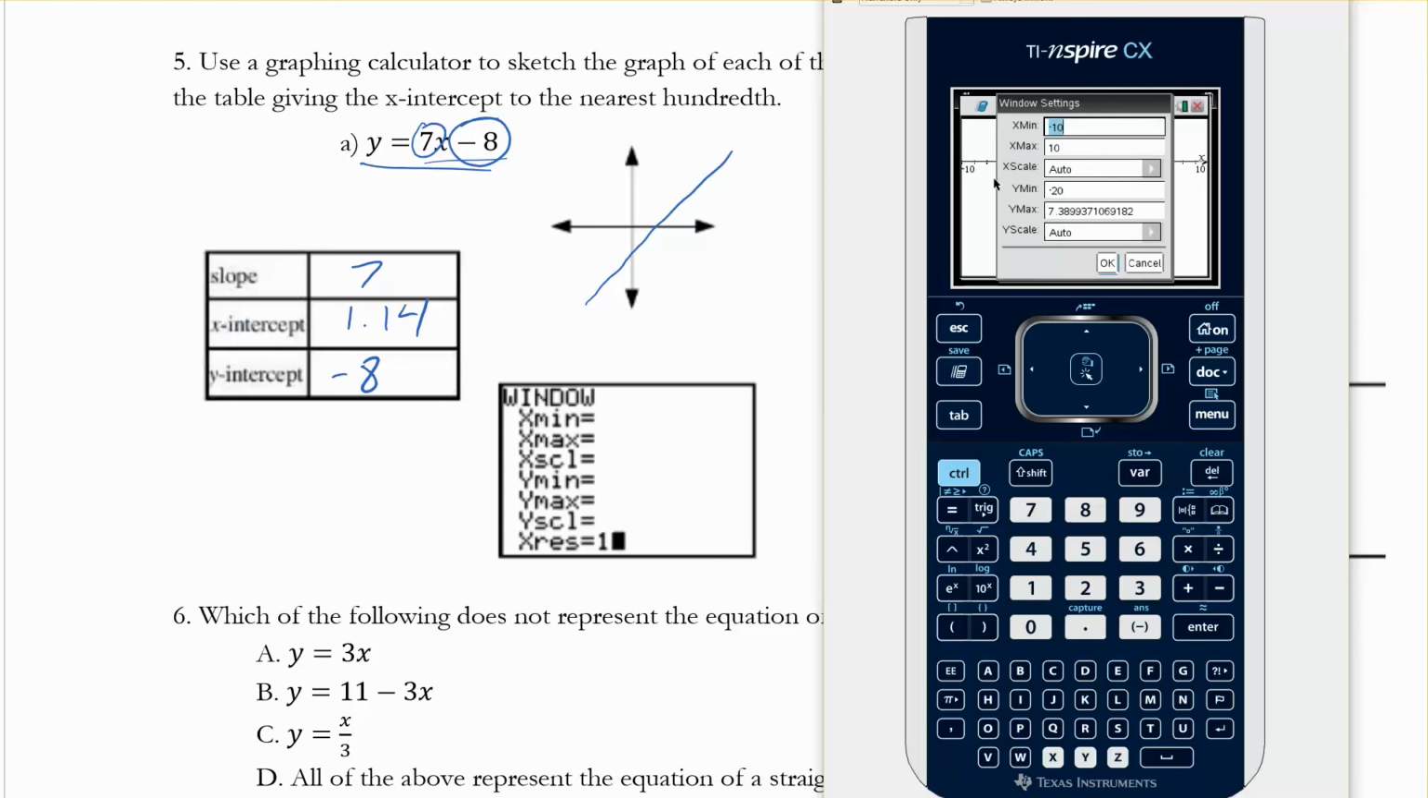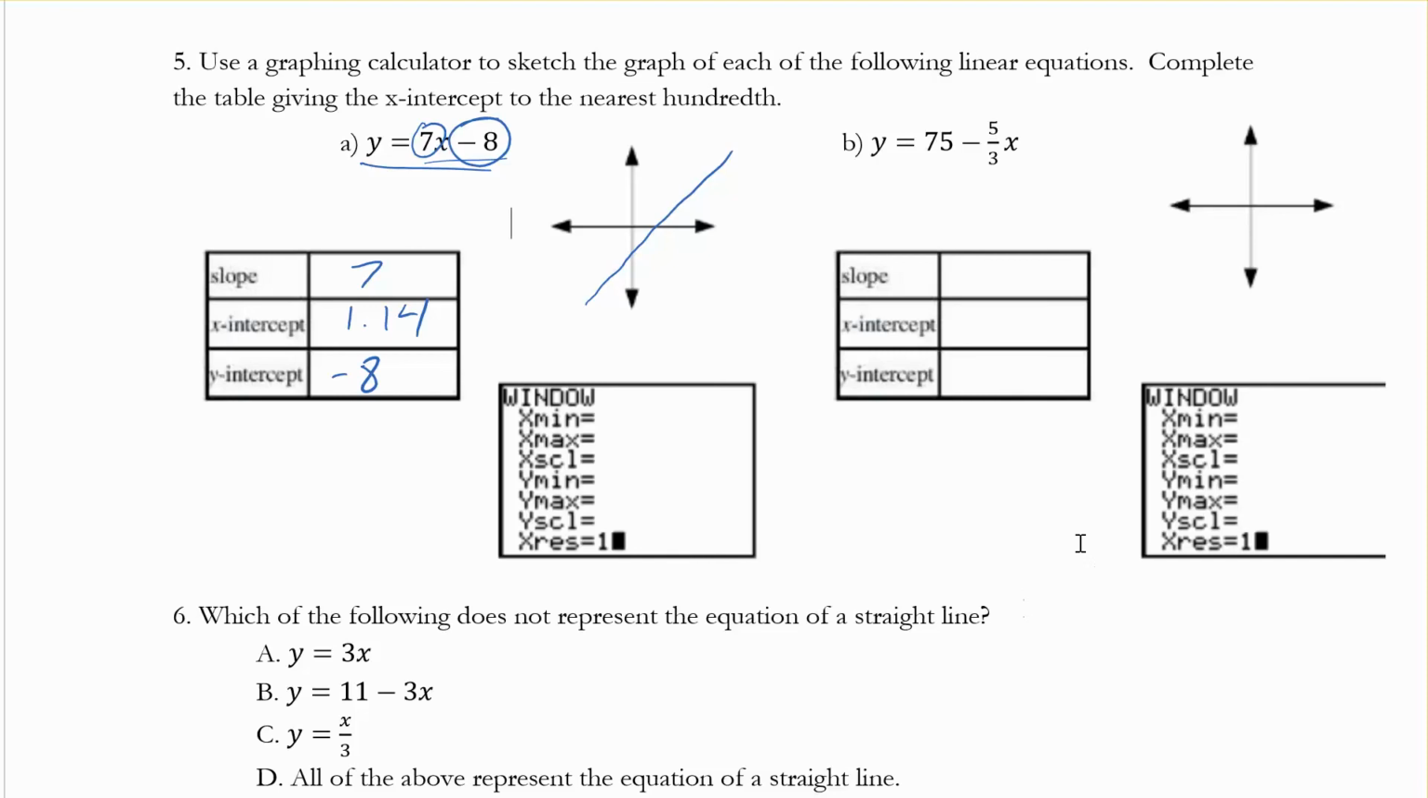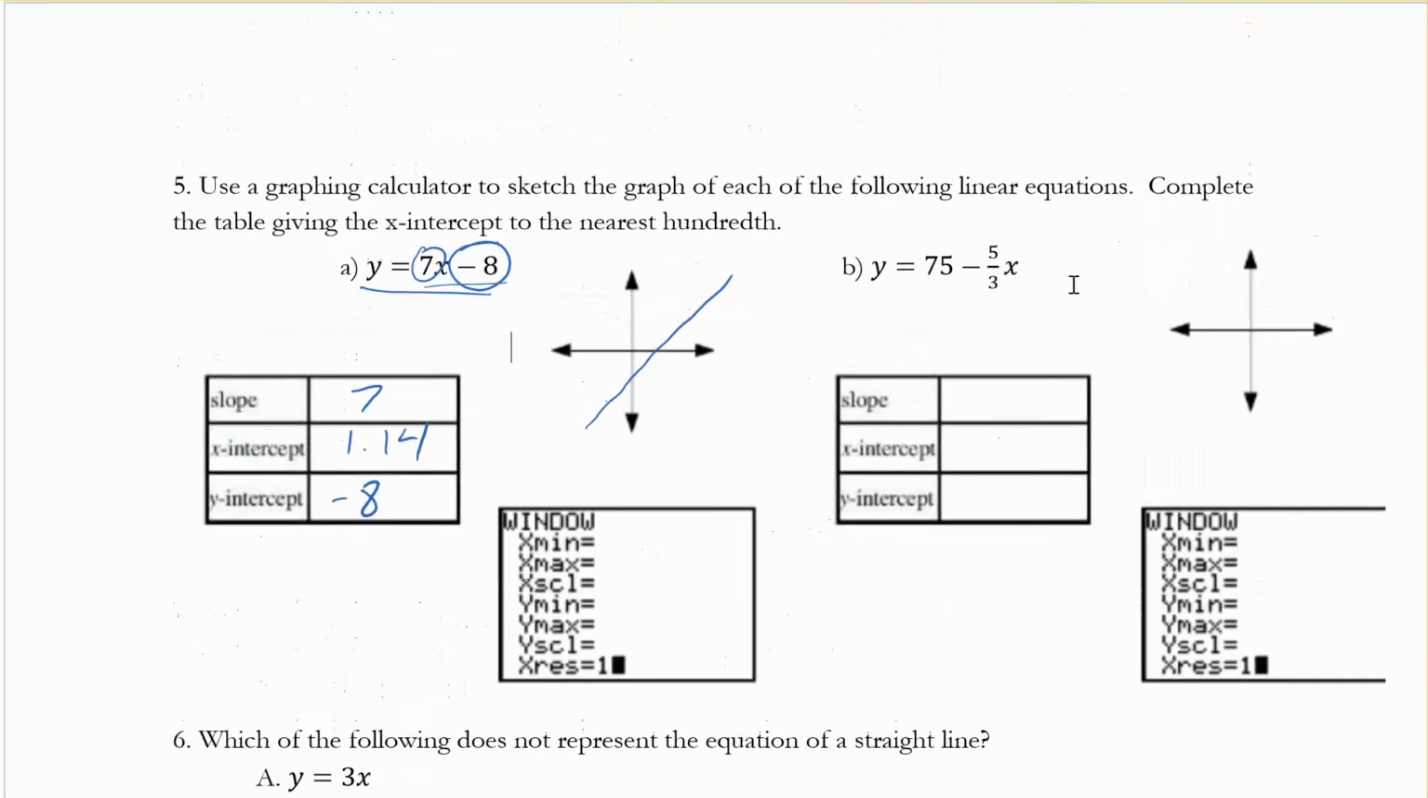So you'd write down for X min -10, X max 10. The scale I've got set to auto, but the scale would really be 1. It's set to 1 right now. It means every one of the ticks that I have here is worth 1. So go through and then just write that, and then that's it for those. So go ahead and do B though.